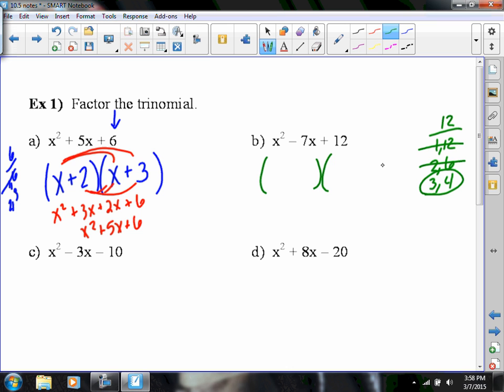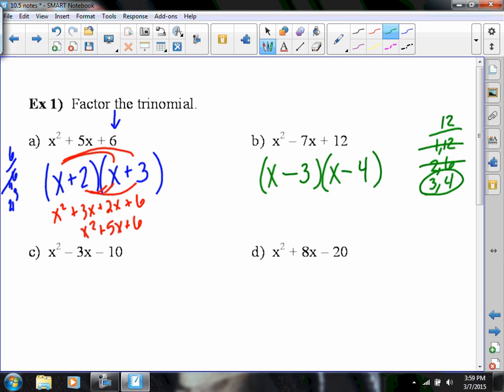So when I set up my parentheses, I put in my x and my x, my 3 and my 4, and then I'll make both of them negative. So again, if I distributed, I'd get x squared minus 4x minus 3x. So minus 3x and minus 4x would be a minus 7x. And then negative 3 times negative 4 would be a positive 12.